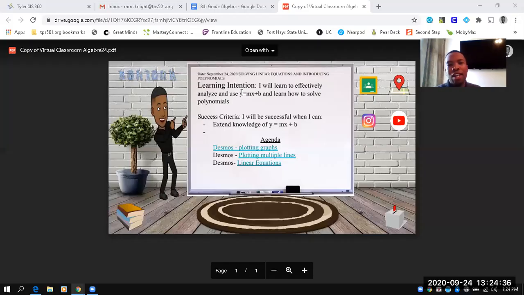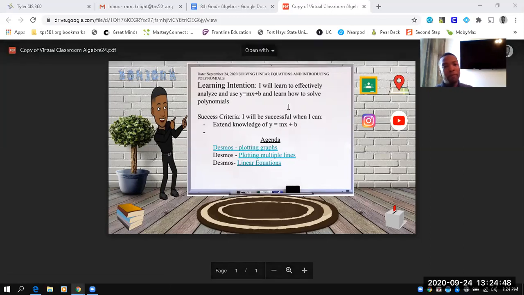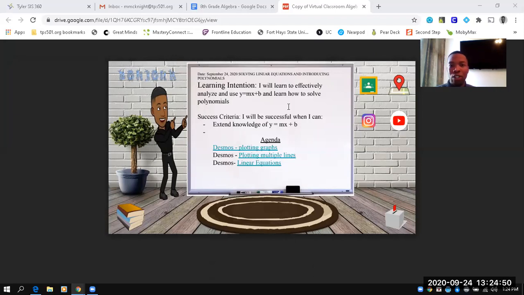All right, so today we are going to look more into y equals mx plus b, the equation of a line. We'll learn how to solve them and how to identify the different parts. A couple of the things on the success criteria that we're going to be looking at is mostly just to extend our knowledge of y equals mx plus b.